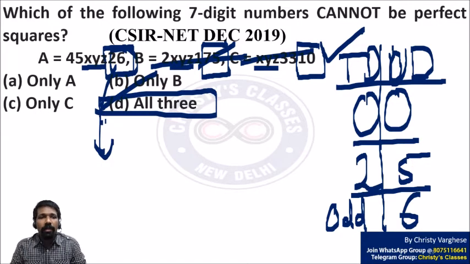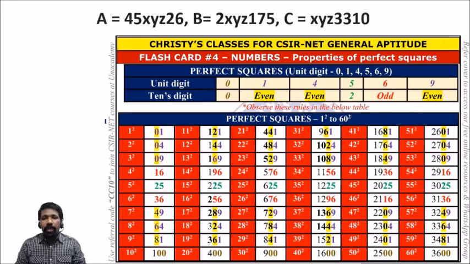All 3 of them are not perfect squares at all. This was the December 2019 NET exam question. This was a theory I have taught in the previous classes.